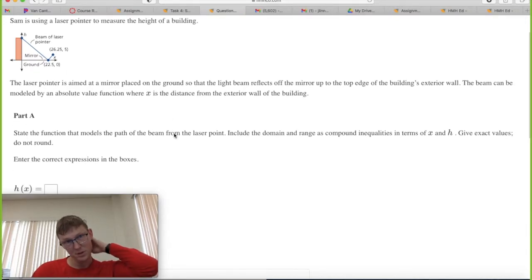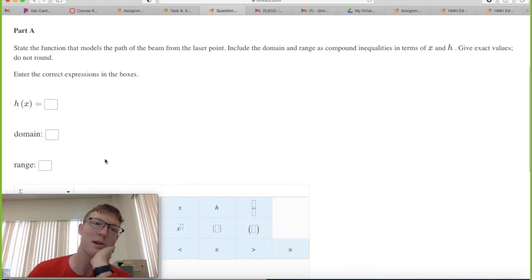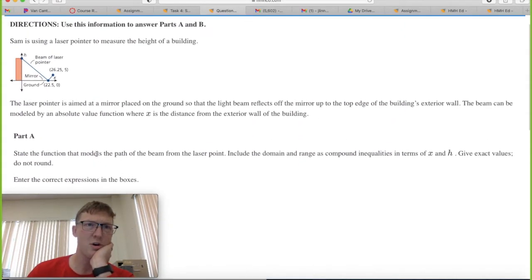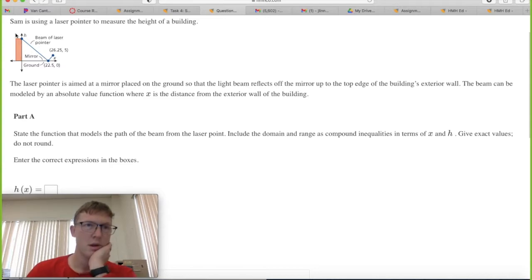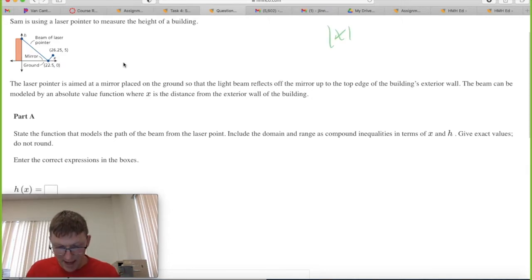Okay, sure. State the function that models the path of the beam from the laser. Include the domain and range as compound inequalities in terms of x and h. Give exact values. Do not round. That means we're probably going to have some fractions. So, h of x. They said it was an absolute value, so our parent function is just that.